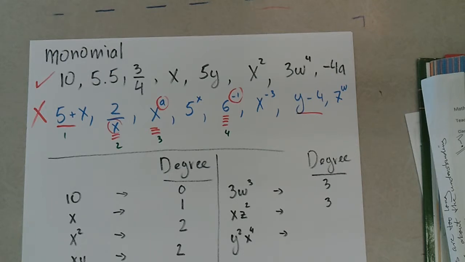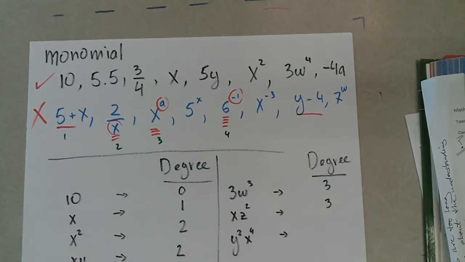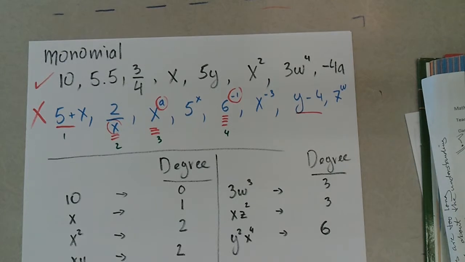The y contributes a power of 2, it's a degree of 2. You add the 2 degrees together in combination. This monomial is of the 6th degree.